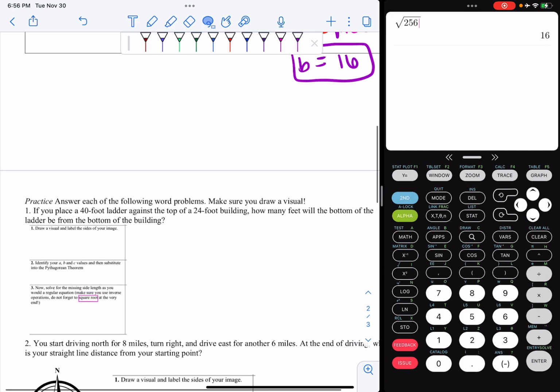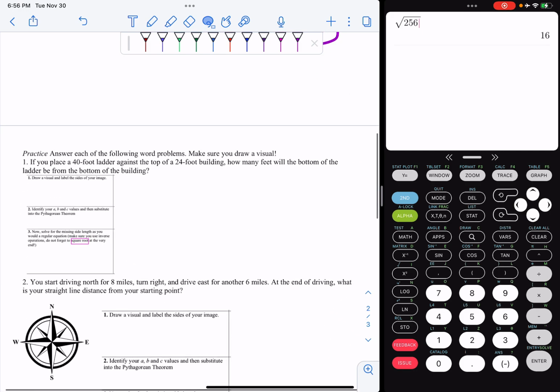Okay, so if we look at question number 1, it says, if you place a 40-foot ladder against the top of a 24-foot building, how many feet will the bottom of the ladder be from the bottom of the building? So if you think about it, we know our building is 24 feet tall. So I'm going to draw a line segment that is 24 feet tall. I'm drawing my visual right now. Now, my ladder is leaning against it. So this is my ladder right here.